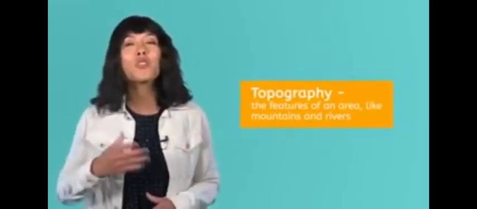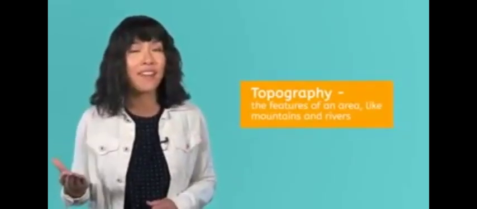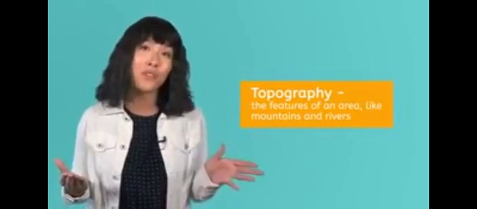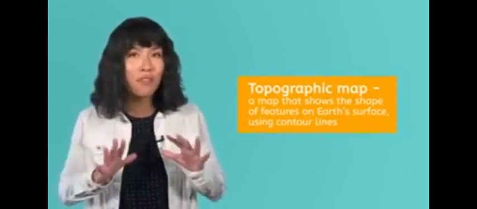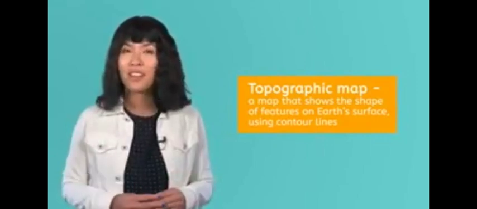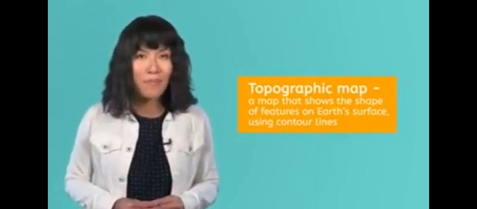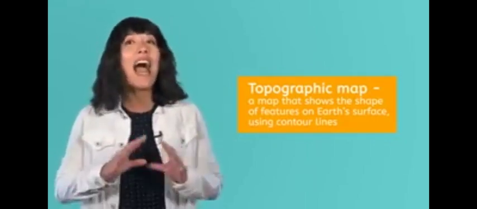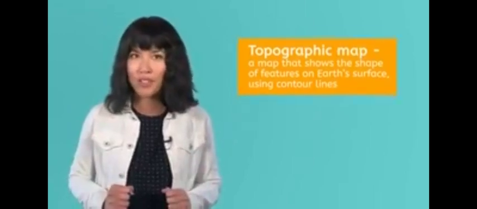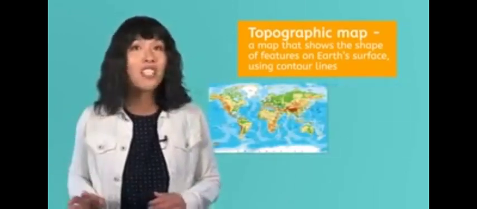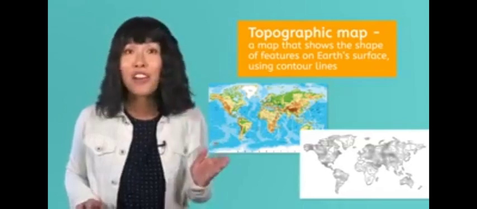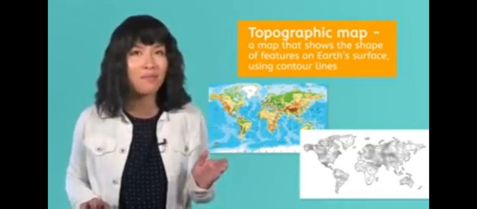Topography means the features of the Earth in an area, like mountains and rivers. So, a topographic map is a map that shows the shape of features on Earth's surface. The difference between topographic maps and relief maps is how they show this difference. While a relief map uses a gradient of colors, a topographic map uses a pattern of contour lines.